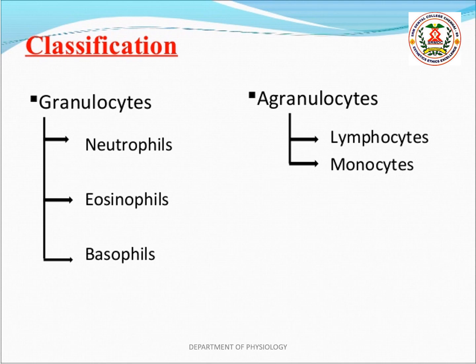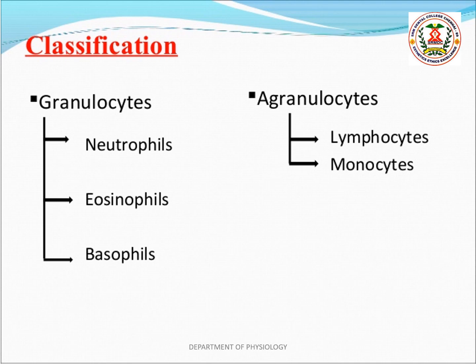Next, classification of WBC. We divide WBC into two types, granulocytes and agranulocytes. Granulocytes are neutrophil, basophil and eosinophil, and agranulocytes are lymphocytes and monocytes. Why do we call them granulocytes? Because they contain granules in them. Why do we call them agranulocytes? Because we can't find any granules in them. These 5 types of cells are classified based on the nucleus present inside them. Based on the nucleus we differentiate them into neutrophil, eosinophil, basophil, lymphocyte and monocyte.